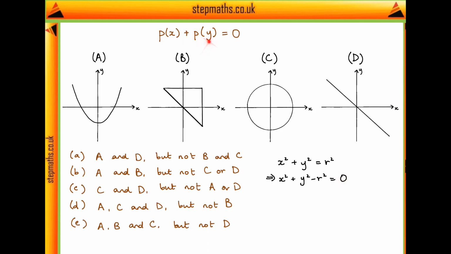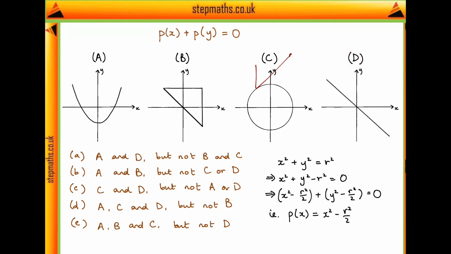But we need this left-hand side to be symmetric in x and y. So how can we distribute this r squared to get the same function of x and y on the left-hand side? The easiest way is just to give half of the r squared to each of the x and the y. So we've got x squared minus r squared over 2 plus y squared minus r squared over 2, i.e. the p that we take is just x squared minus r squared over 2. So we see that C definitely can be given by an equation of this type.